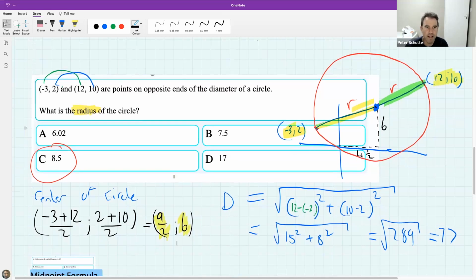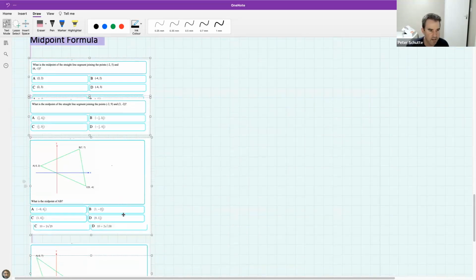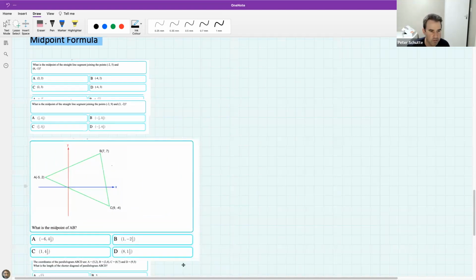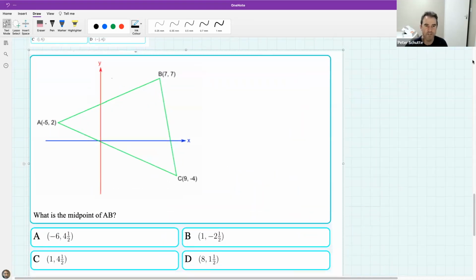Okay. Pleasure. Let's go on to another question. Move that one out of the way. So I want you to find me the midpoint of AB. Which of the 4 options is going to be correct? To find the midpoint of AB, find where A is, find where B is. Pleasure, Lilo.